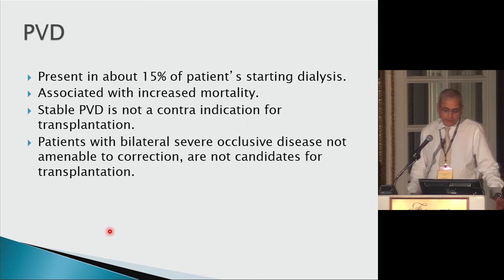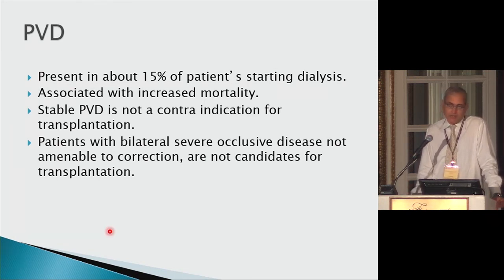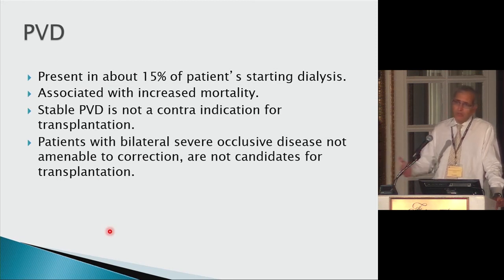Peripheral vascular disease is present in about 15% of patients starting dialysis, and it is associated with increased mortality, although stable PVD is not a contraindication for transplant. Patients with bilateral severe occlusive disease not amenable to correction are not candidates. So if you have someone with severe plaque in both their external iliac arteries with narrowing symptoms, they can't walk at all, then obviously it's going to be difficult to put the kidney in and sew it to the iliacs. So either they are not candidates, or they have to have a vascular exam and have bypass grafts to the leg and then be considered an option.